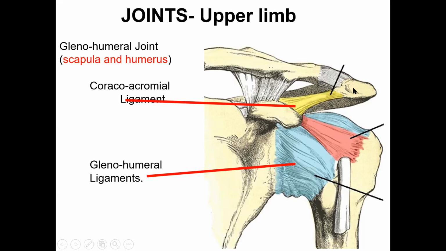We can also look at the glenohumeral ligament. This has several different heads, or 7 different parts of the ligament. This is where the glenoid cavity articulates with the humerus itself. So the glenohumeral ligament and coracoacromial ligament help to reinforce or stabilize the glenohumeral joint.